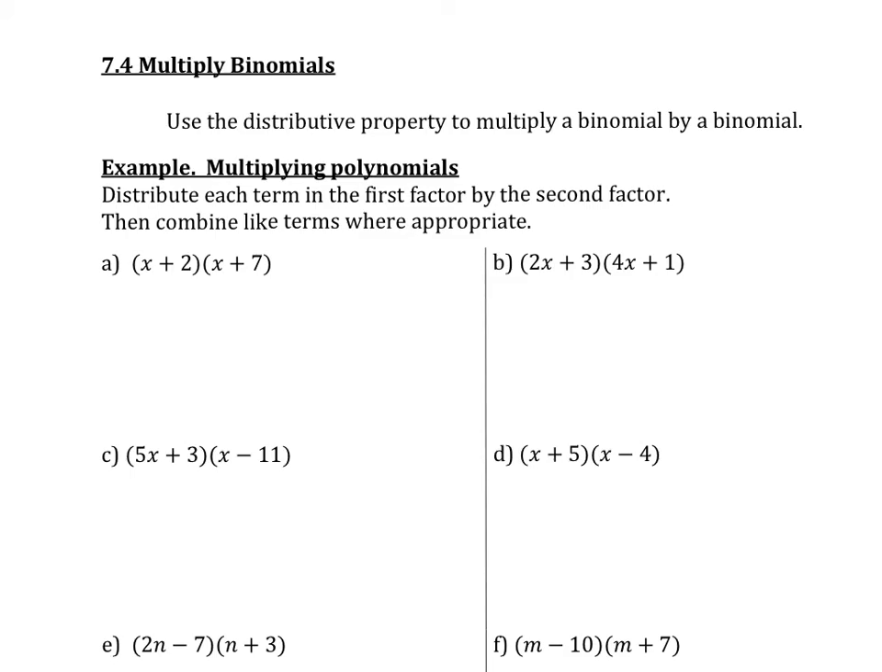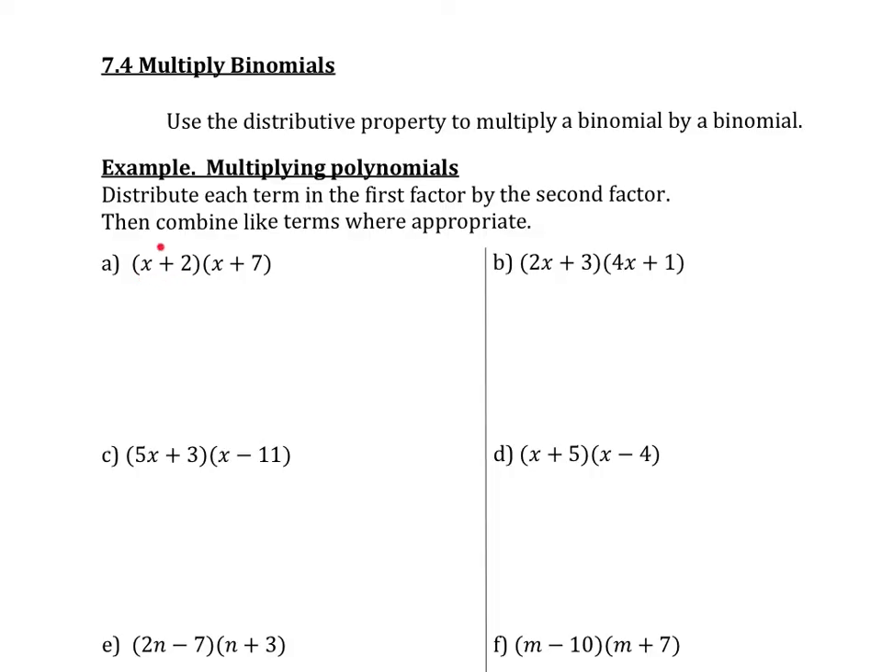In 7.4, we're going to multiply binomials this time. When we multiply binomials, we are still using the distributive property, but we have to distribute both terms in the binomial to both terms in the other binomial. Okay, so I'm going to distribute each term in the first factor by the second factor. Then I'm going to combine the like terms where appropriate.